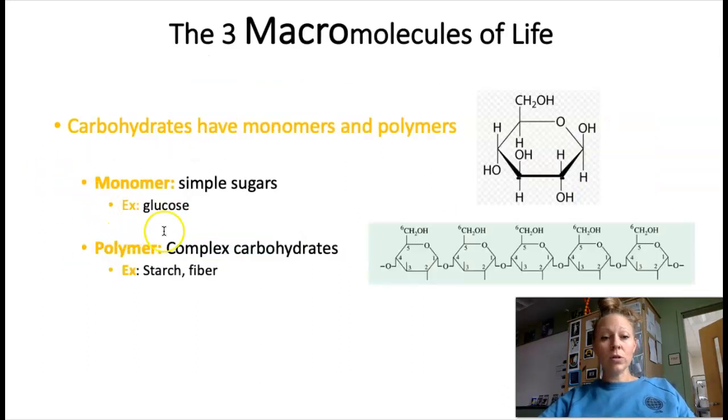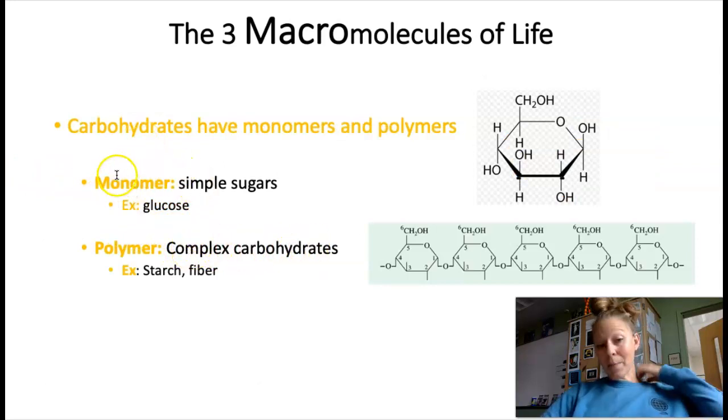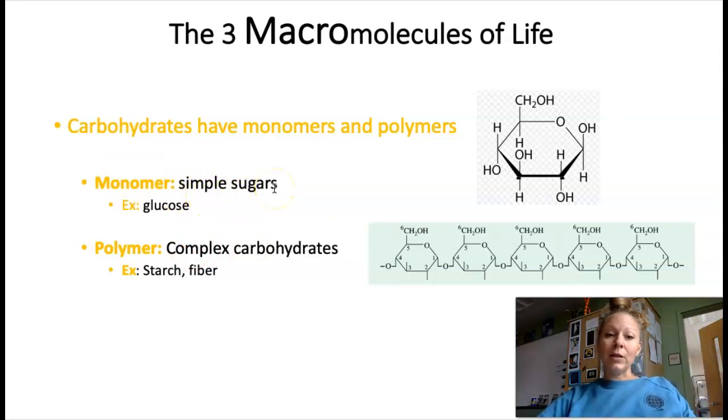And we call those complex carbohydrates. So remember that the monomer of carbohydrates are simple sugars. So when you eat a candy bar, that's quick energy. And when you have complex carbohydrates, well, it takes longer to break down those bonds, and so they're going to give you longer-lasting energy. And so our example of a monomer is glucose. Our examples of a polymer, we have two of them, starch and fiber. And we will talk a lot more about carbohydrates in the near future, so let's just move on.